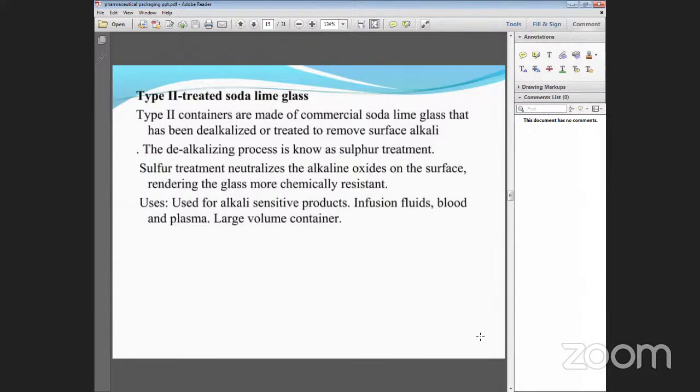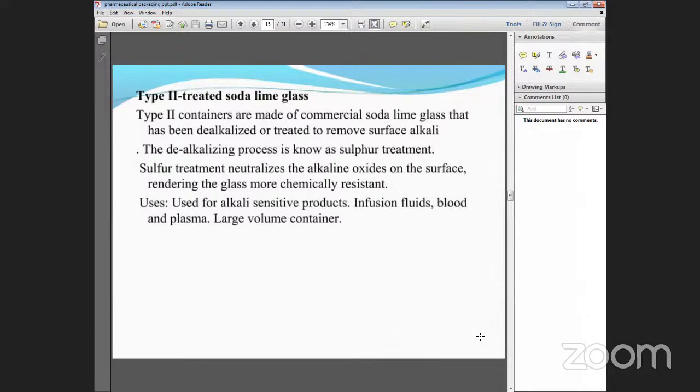The dealkalization process is known as sulfur treatment. That means the dealkalization process is done by treating with sulfur. Sulfur treatment neutralizes the alkaline oxides on the surface, rendering the glass more chemically resistant.